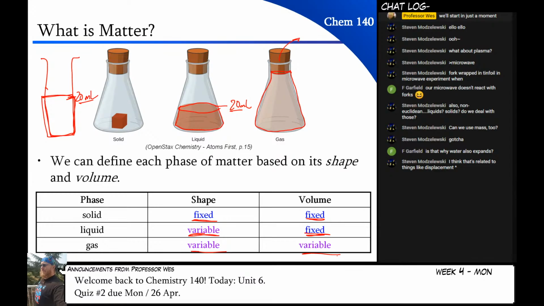Water expands due to its density change, yeah. So as you heat water up, its density gets lower and lower and lower. So if you put ice in boiling water and it stays ice, it might actually sink to the bottom because its density would be higher.